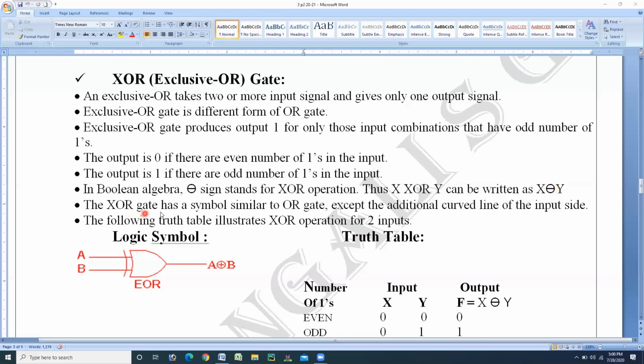Then the XOR gate has a symbol similar to the OR gate. The logic symbol is similar to the OR gate. Only a small change is there, except the additional curved line on the input side. If you observe here, if you remove this particular curve on the input side, this becomes the OR gate. That's why I said the XOR gate has a symbol similar to the OR gate, except the additional curved line on the input side. This is the only extra thing. If you put this curved line on the input side of the OR gate, that becomes the exclusive OR gate.